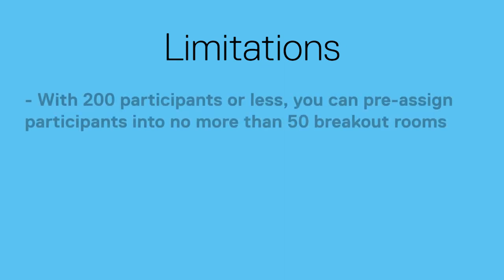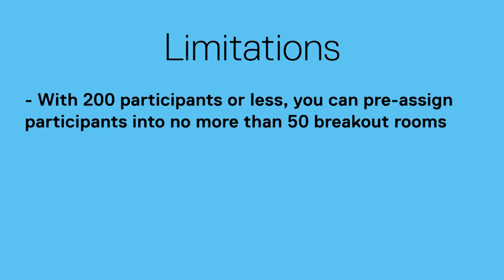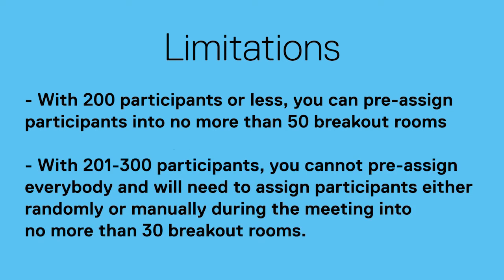Please note these limitations while using breakout rooms. For Zoom meetings with 200 participants or less, you can pre-assign participants into no more than 50 breakout rooms. For Zoom meetings with 201 to 300 participants, you cannot pre-assign everybody and will need to assign participants either randomly or manually during the meeting into no more than 30 breakout rooms.